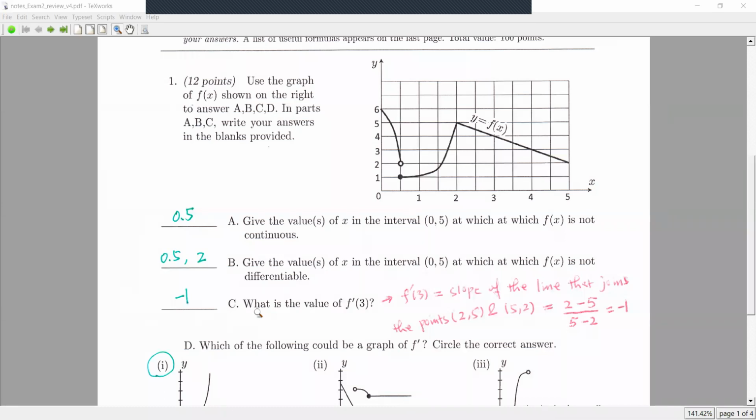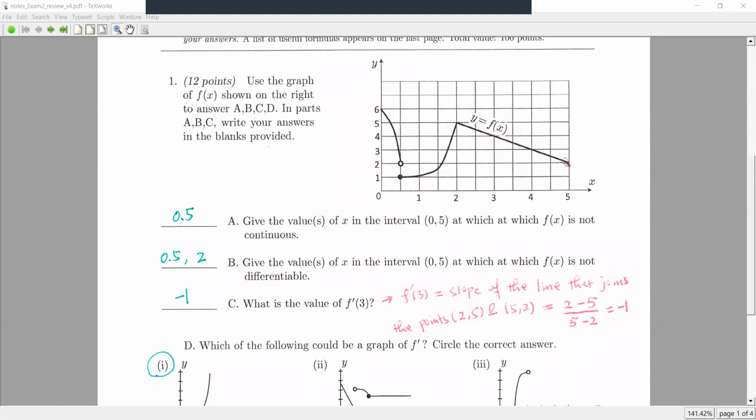Question C. What is the value of the derivative at 3? The derivative at 3 is the slope of the tangent line at this point. The tangent line at this point is this line. About this line, we know at least two points on it. One is this point. X coordinate is 2, Y coordinate is 5. The other point is this point. X coordinate is 5, Y coordinate is 2.